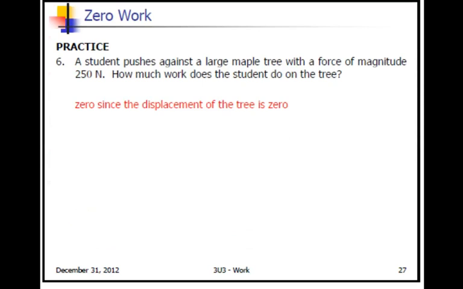So here are some questions to think about. A student pushes against a maple tree with a force of 250 newtons. How much work does the student do on the tree? Well, it doesn't say the tree is moving here, so the displacement is 0, so 0 work is done.